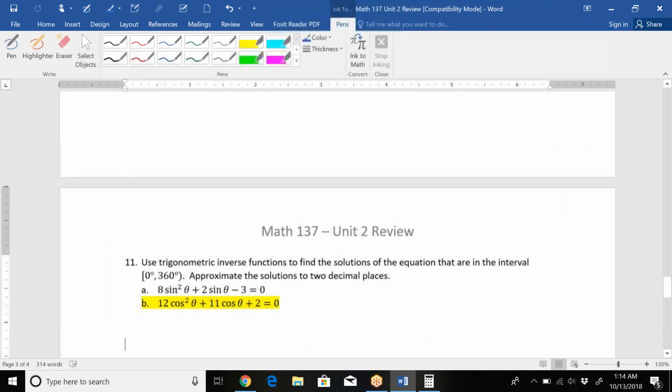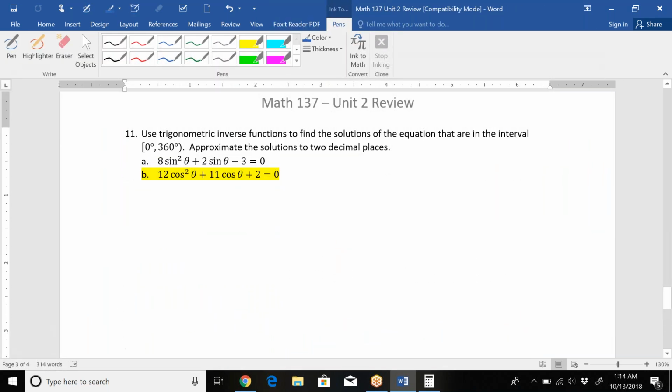Okay. So that puts us into number 11. I couldn't remember which one you guys asked for, so I just picked one. It did not get copied down correctly into my notes.